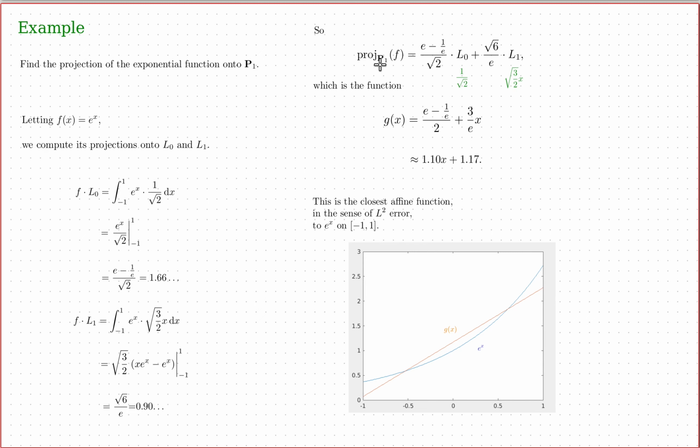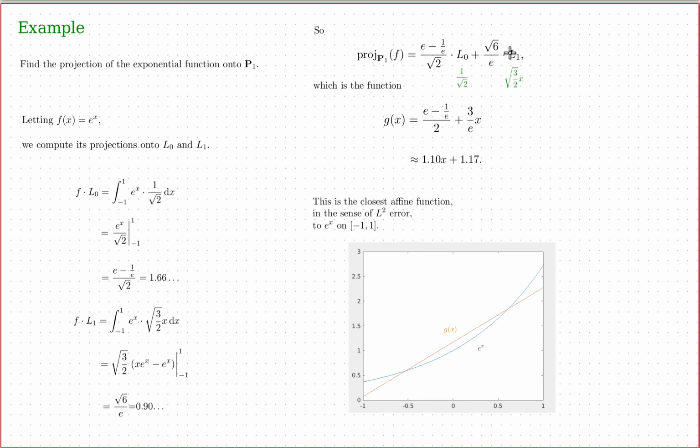Okay, so putting this together, we now know that the projection of our f onto P1 is the dot product with L0 times L0 plus the dot product with L1 times L1. Now, remembering that L0 is 1 over radical 2, the radical 2 times the radical 2 will give us 2 here in the denominator.